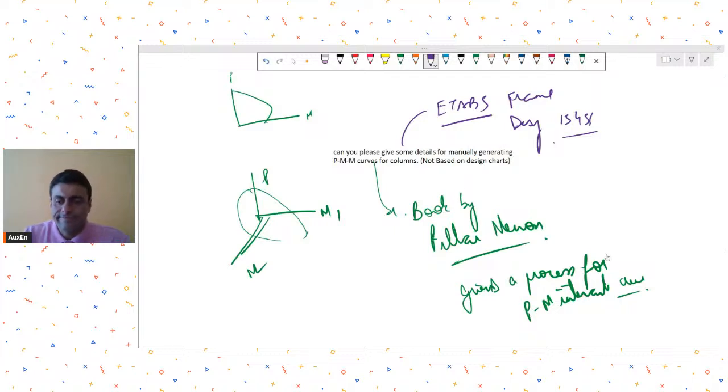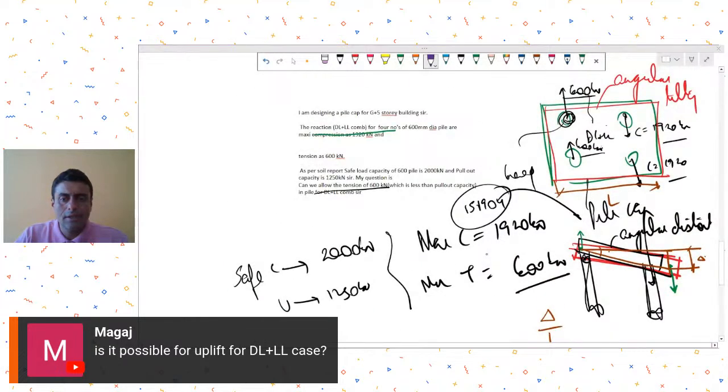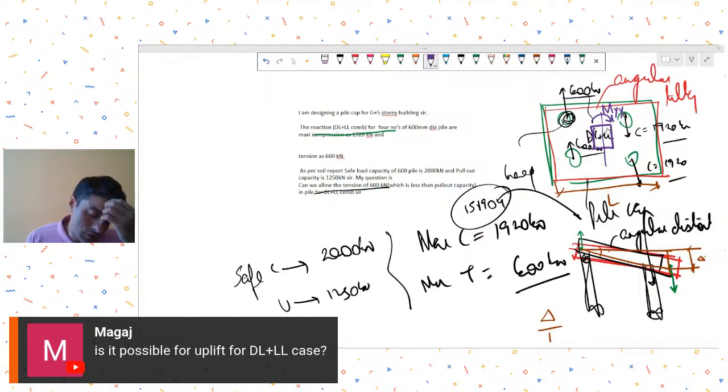Okay. Mr. Magaj is adding to that pile question. He's saying, is it possible for uplift in the dead load plus live load case? Yeah, it's possible. Let's say there was this column, and this column had a very high moment under the dead load plus live load combination. So it's quite possible that because of this very high moment, there is an uplift that comes on the pile. Yeah, it's possible. Okay. So those were the questions that were asked in the Google form.